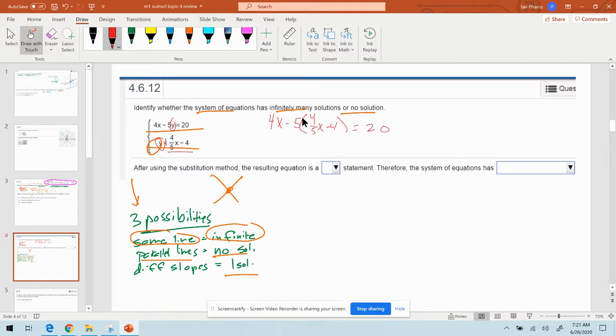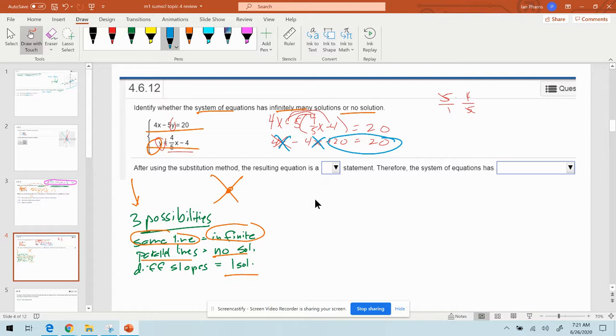So let's distribute this 5 times here. So 5 times 4/5. Remember, any integer can be written as a fraction, and then you can do some cross-canceling. 4/1 is 4. So 4x, and then minus 4x, that's interesting, plus 20 equals 20. Aha! The 4x's, let me do that in a different color. The 4x's will cancel, and we have the old identity, 20 equals 20.